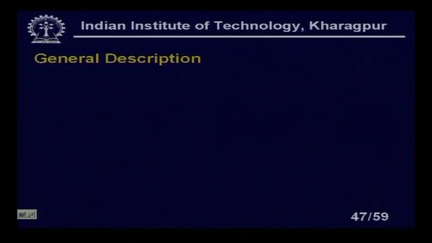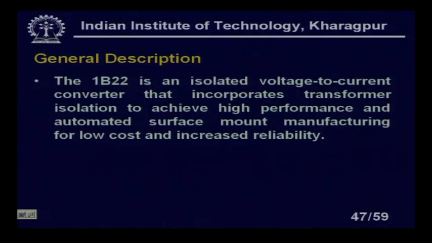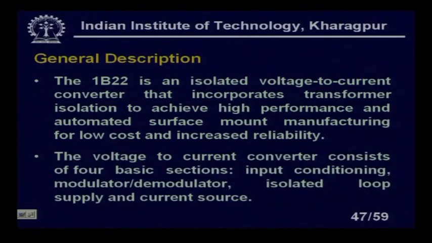General description: 1B22 is an isolated voltage to current converter that incorporates transformer isolation to achieve high performance and automated surface mount manufacturing for low cost and increased reliability. The voltage to current converter consists of 4 basic sections. We have input conditioning circuits, modulator, demodulator, isolated loops, and supply and current source. These are the basic blocks.